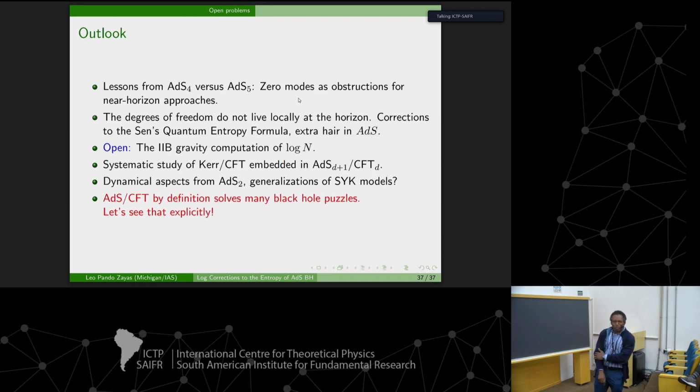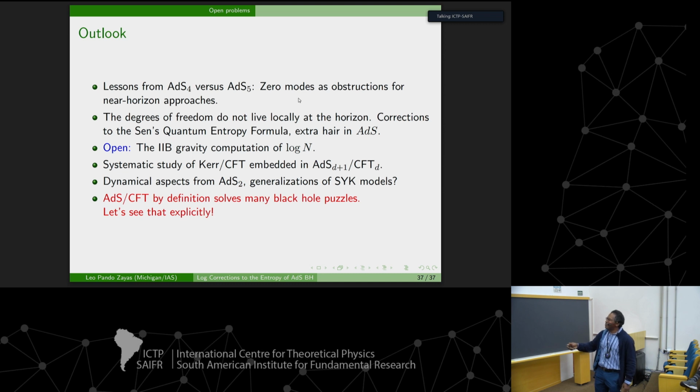So with that, I come to my outlook. I told you a little bit about some lessons in AdS4 versus AdS5. So now we can try to understand more carefully how to treat the quantum entropy formula, how to compute the quantum entropy of AdS black holes. Zero modes are an obstruction, so you have to be careful with them. By the computations that I showed you and other work that I mentioned but did not discuss, the degrees of freedom do not really live locally. So there are global degrees of freedom in this computation that you have to be very careful about.